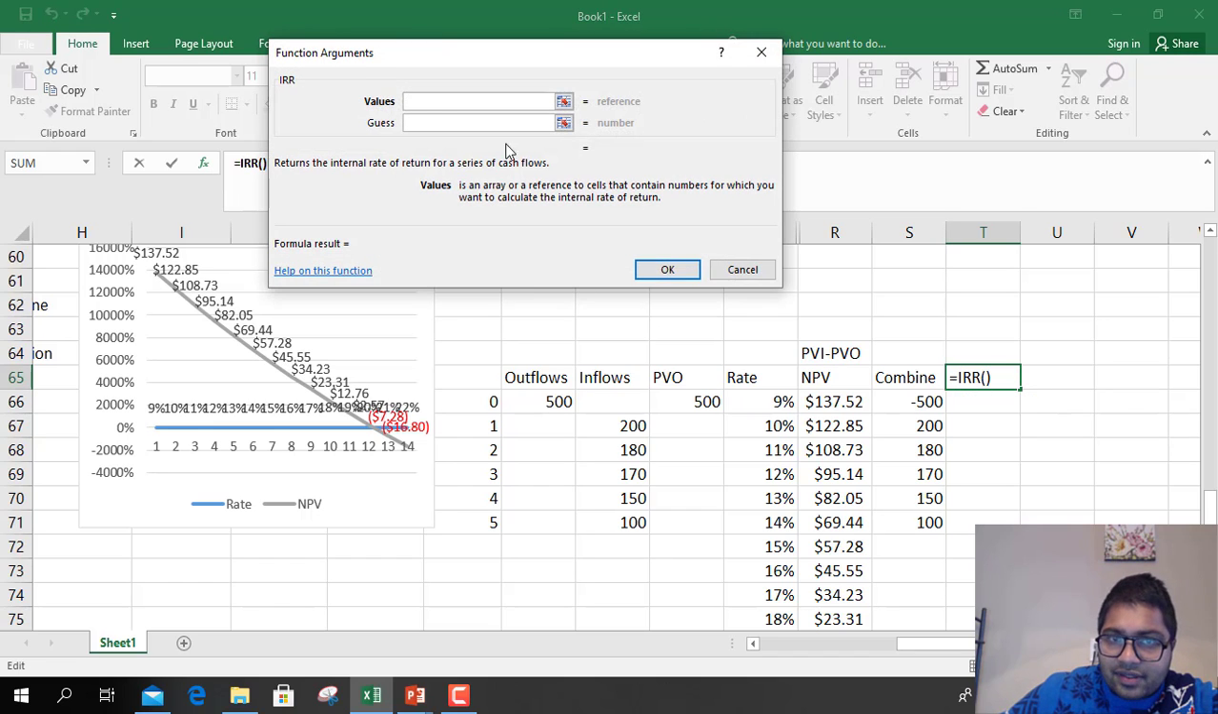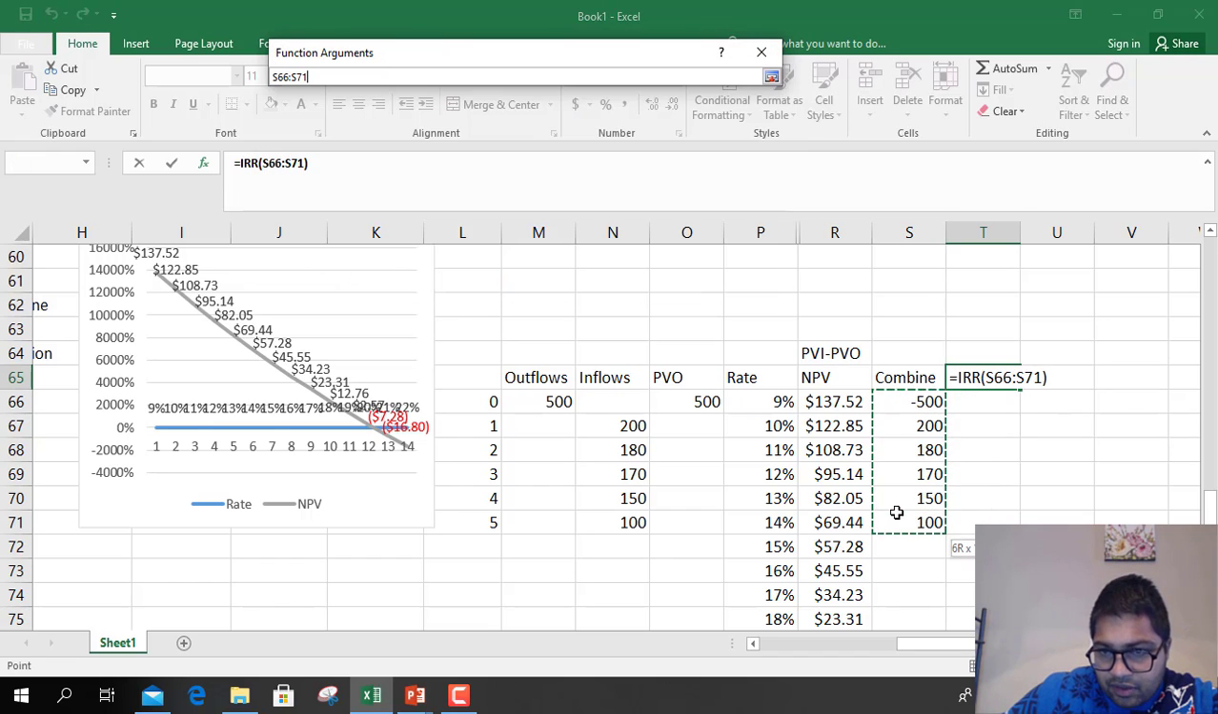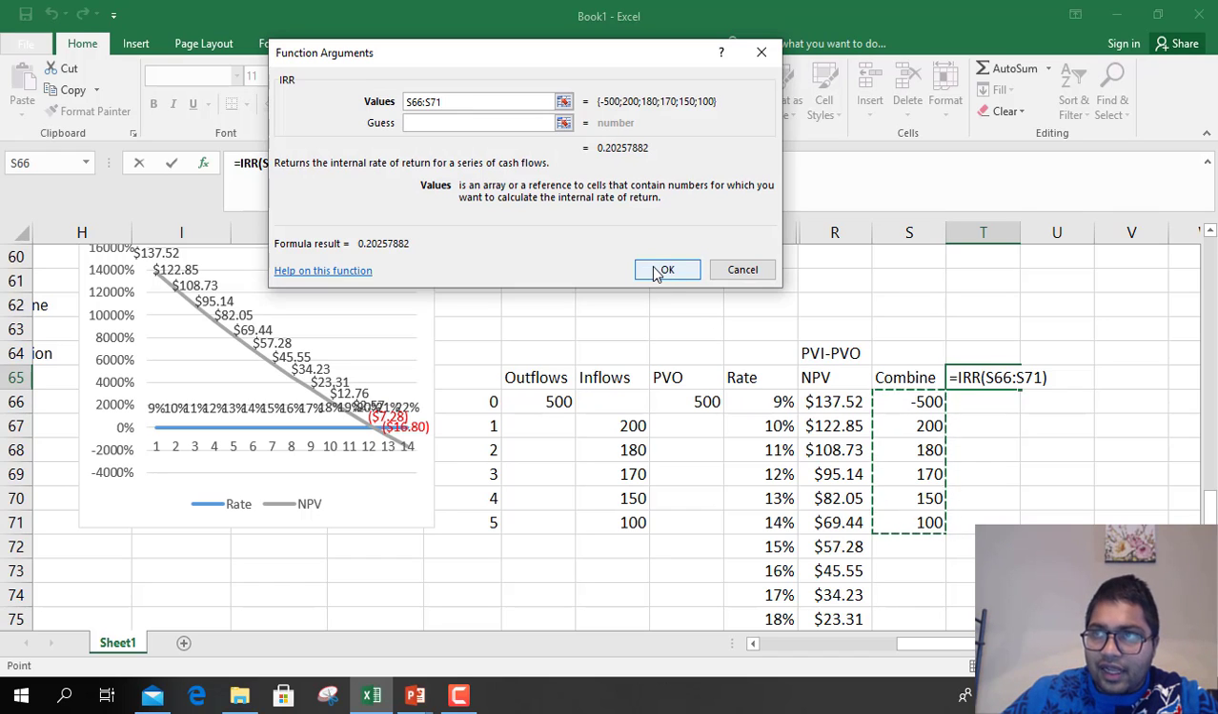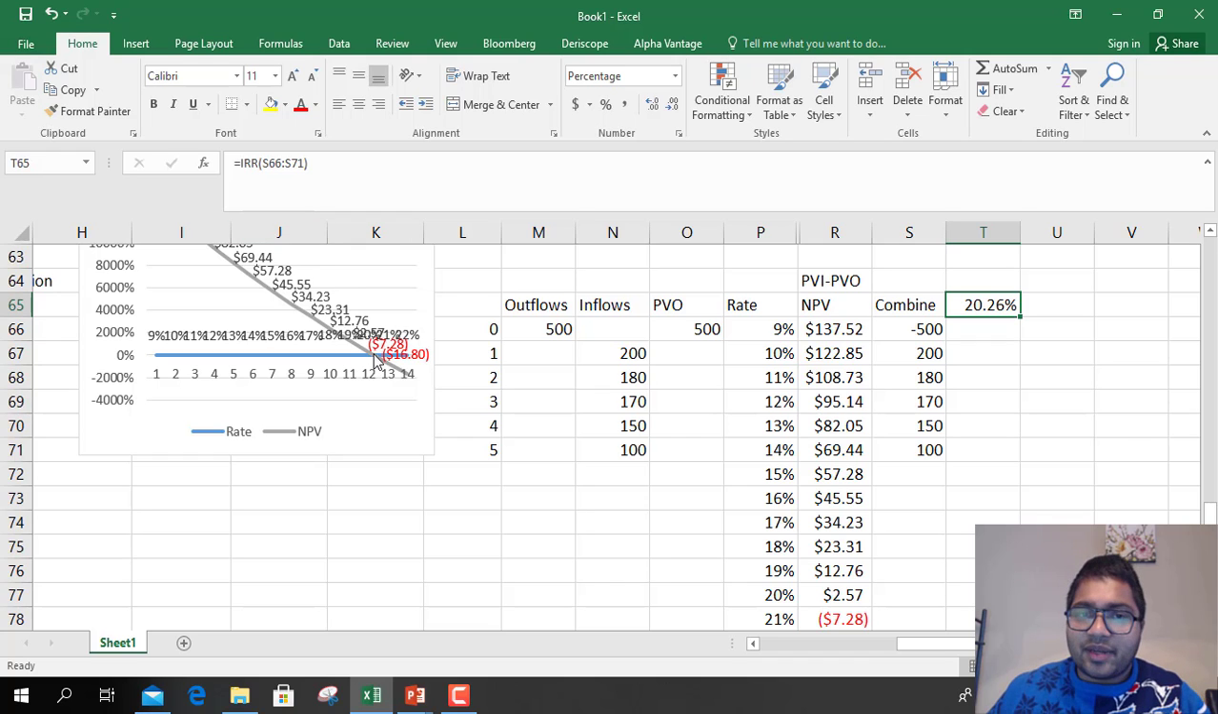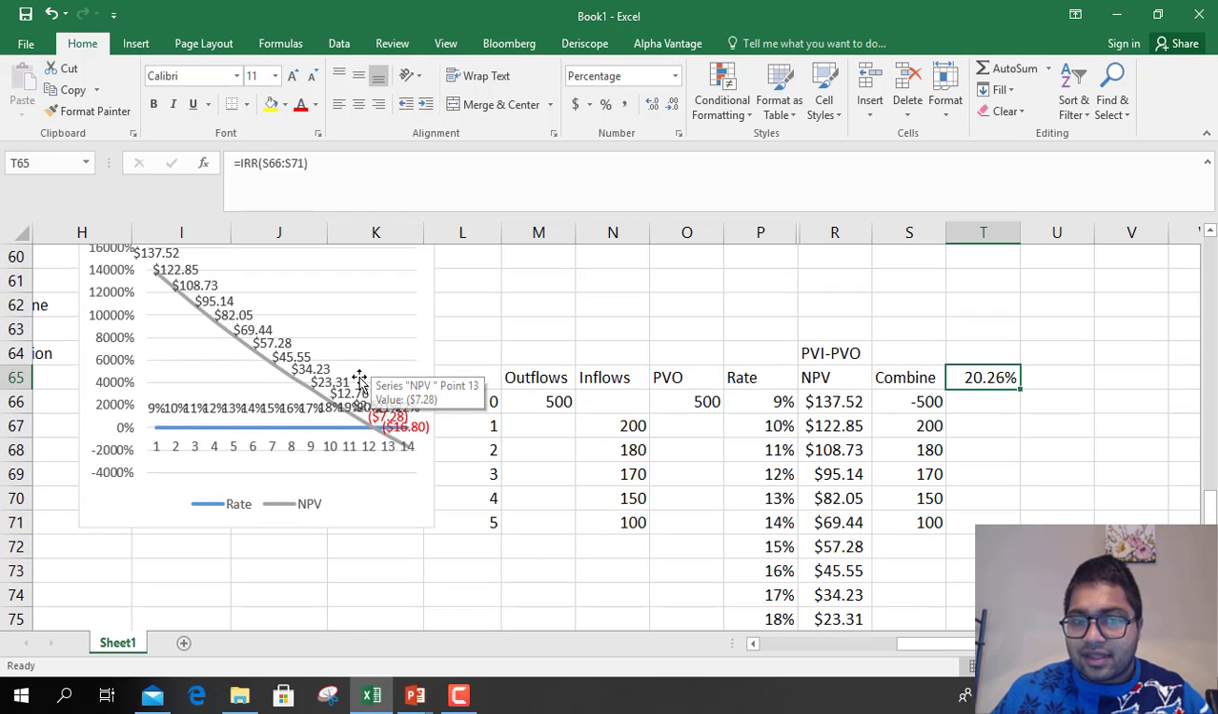Okay, if you click on FX, it will give you the value. So click on the first cell and then drag it down until you cover the whole range and click OK. So internal rate of return is 20.26. What does this mean? At the rate 20.26, this project's NPV becomes 0. So inflows and outflows are the same. If this project is generating higher than 20.26, you should accept it. If it is generating less than 20.26, you should reject it.